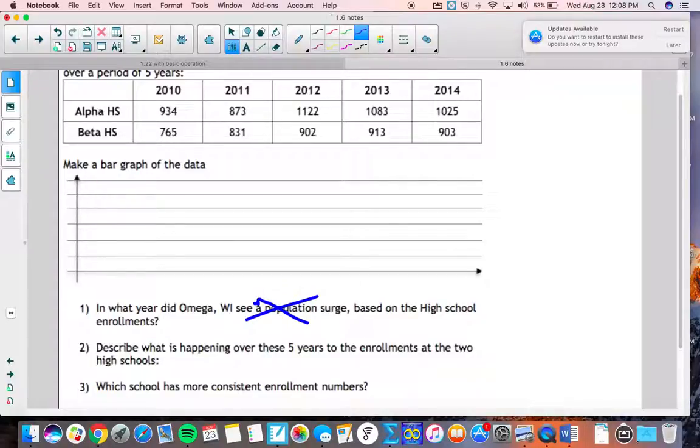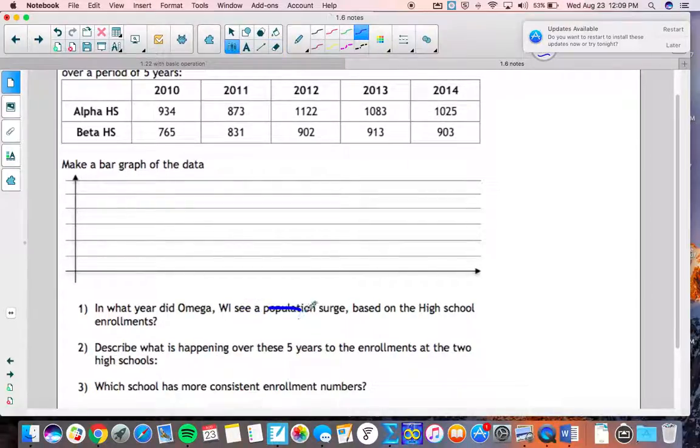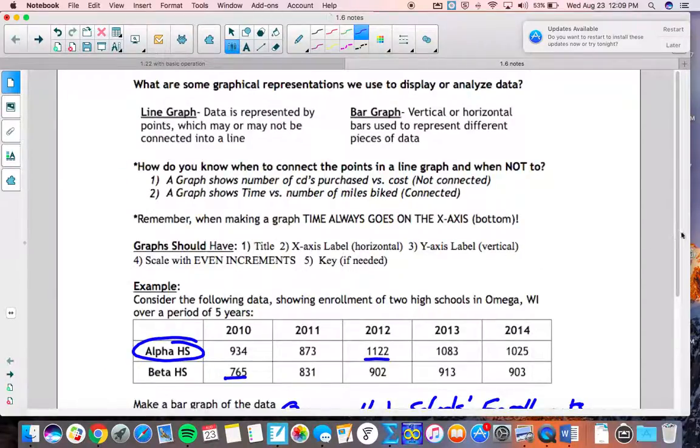It's normal for populations that are consistent to have some years with more students in a certain grade and less students in another grade. So I guess we're looking for where is there a surge in enrollments. So let's say, in what year did Omega see a surge of enrollments? That was a little bit picky, but so I like to look at our graph.